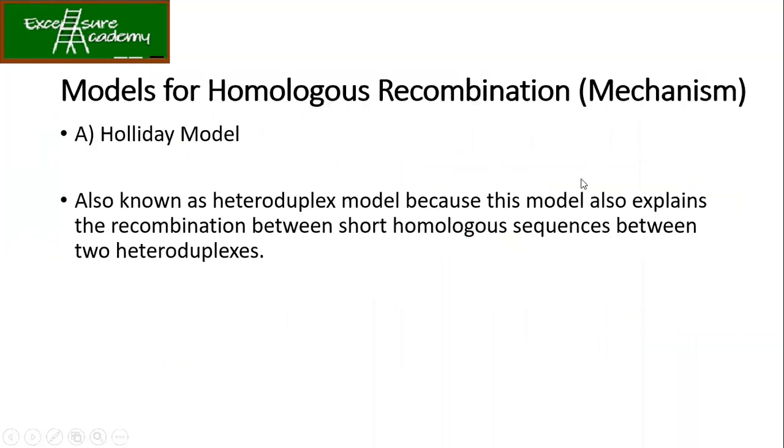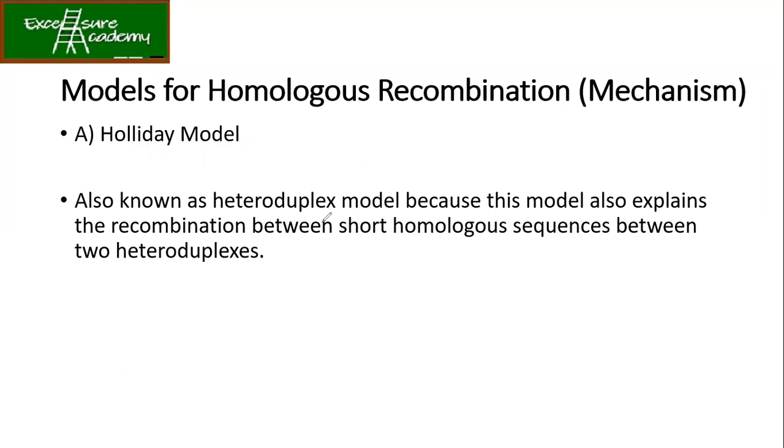Now, there are different models for homologous recombination, of which the first one we are going to discuss is the Holliday model. Of course, this name is not for a holiday, but the name is given by Robin Holliday. He was the guy who actually found it for the first time in 1964. So that's why it is known as the Holliday model.